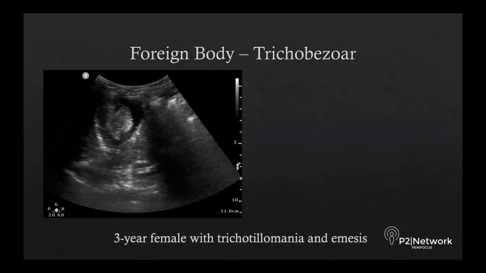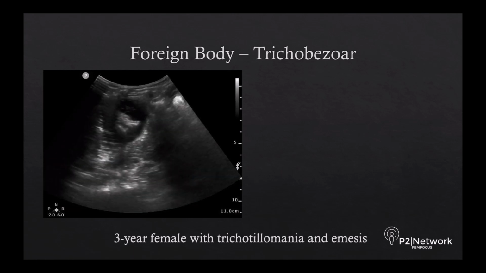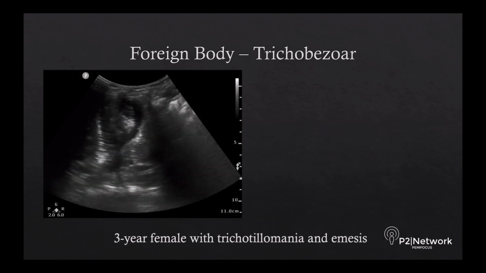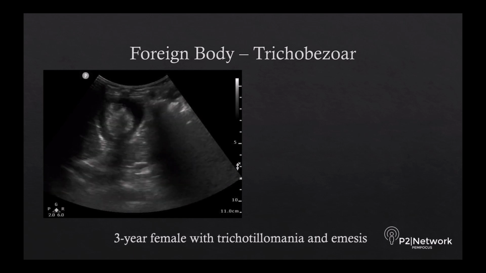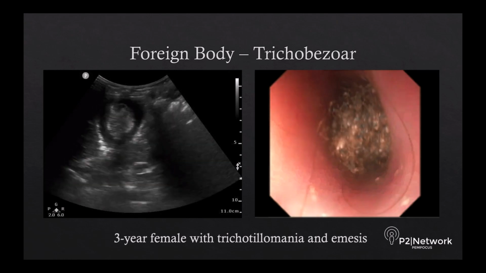Similar case, we have a 3-year-old female with known trichotillomania presenting with emesis. Here we have once again our gastric ultrasound image. Here we have the body of the stomach with this fluid-filled cavity and this hyperechoic structure bouncing around in it. Comparing this to our prior image, however, you can see in this case, this structure, what ultimately ended up being a trichobezoar, does not have the same shadowing that occurred with the prior image. This patient underwent endoscopy and had a large trichobezoar removed.